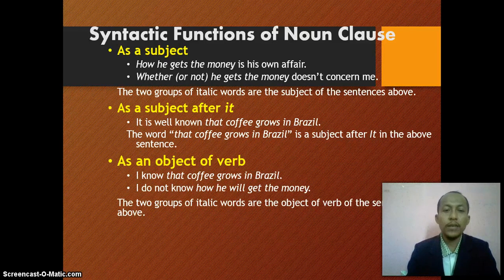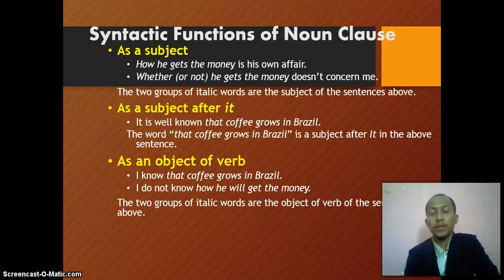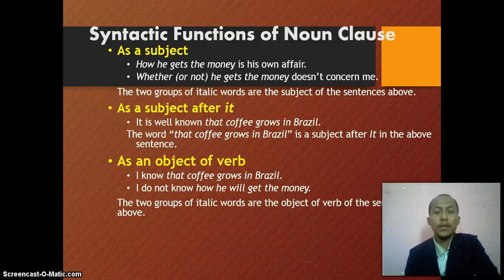Now, a noun clause as an object of verbs. Object of verb, so the noun clause is the object. I know that coffee grows in Brazil. I don't know who will come here. I don't know who will marry you. I don't know, maybe how kind she is, or he is.